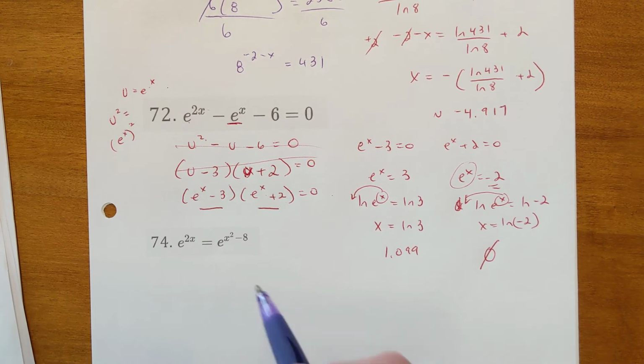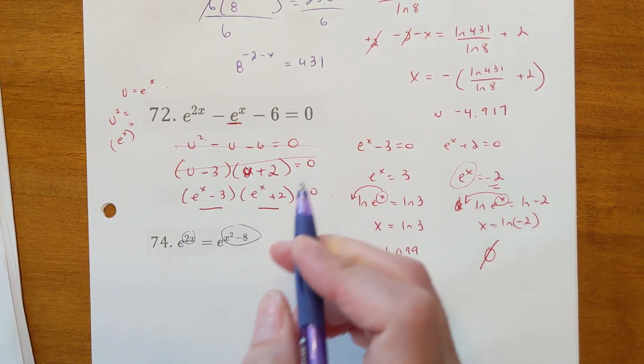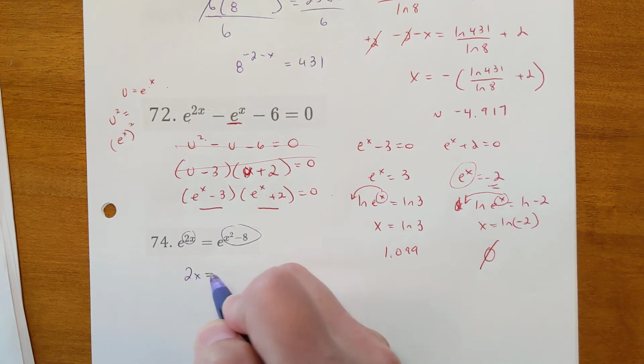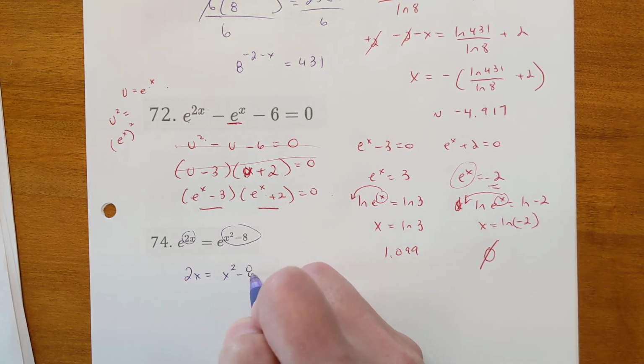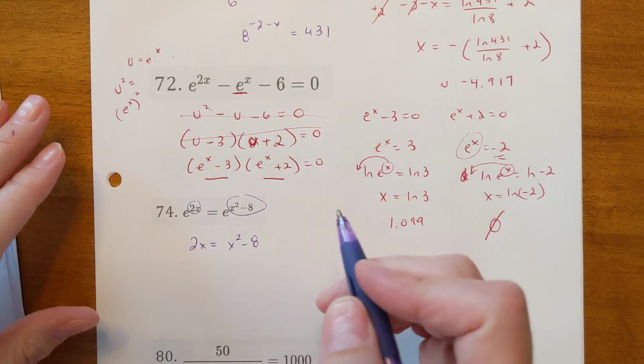So they have that here. We have e. E is the same base. So we can just set the exponents equal. So 2 to the x equals x squared minus 8. Yes, you could have overachieved and done the natural log of both sides and then put those powers in front. It's not a big deal, but this saves a little bit of work.